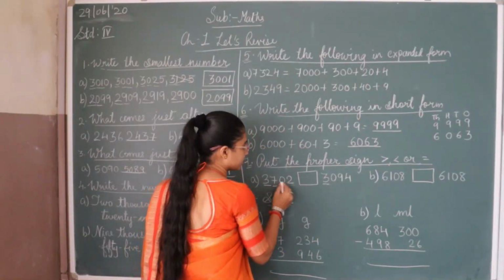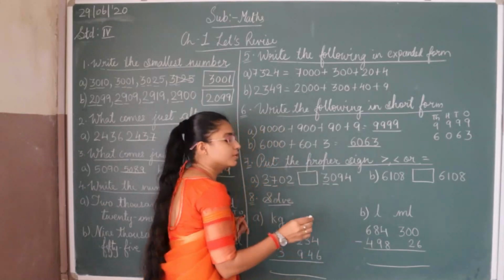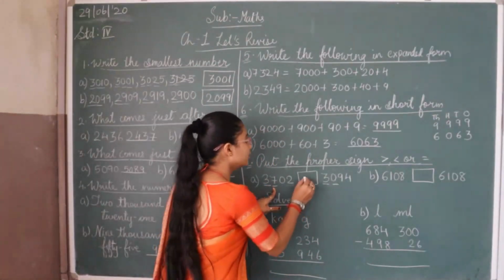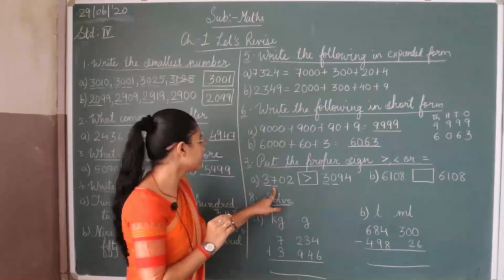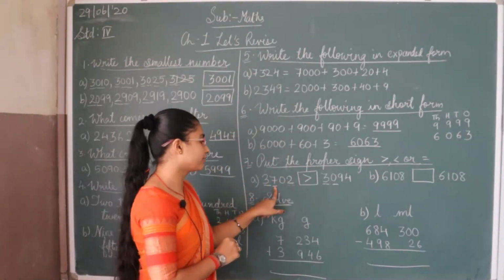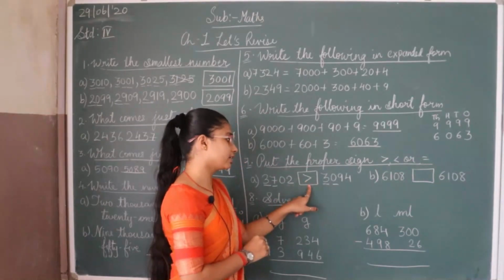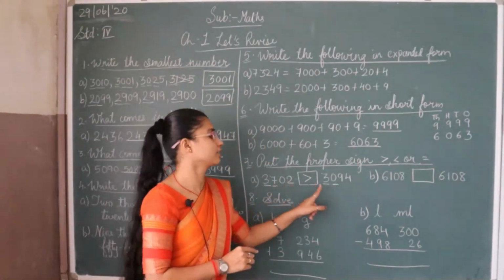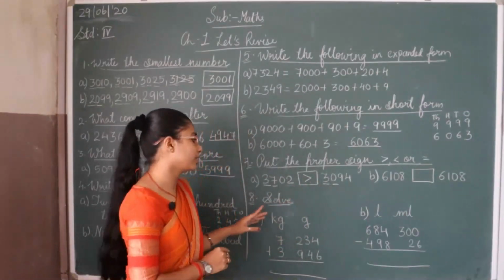Now hundreds place, 7 and 0. Which one is the greatest? 7 is the greatest, so we will put the greater than sign. Okay, that means 3,702 is greater than 3,094. 3,700 is greater than 3,094.